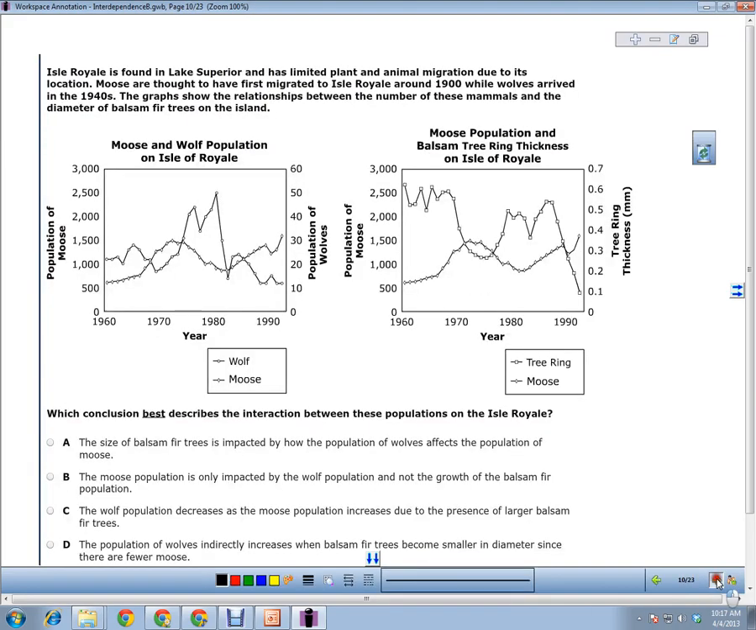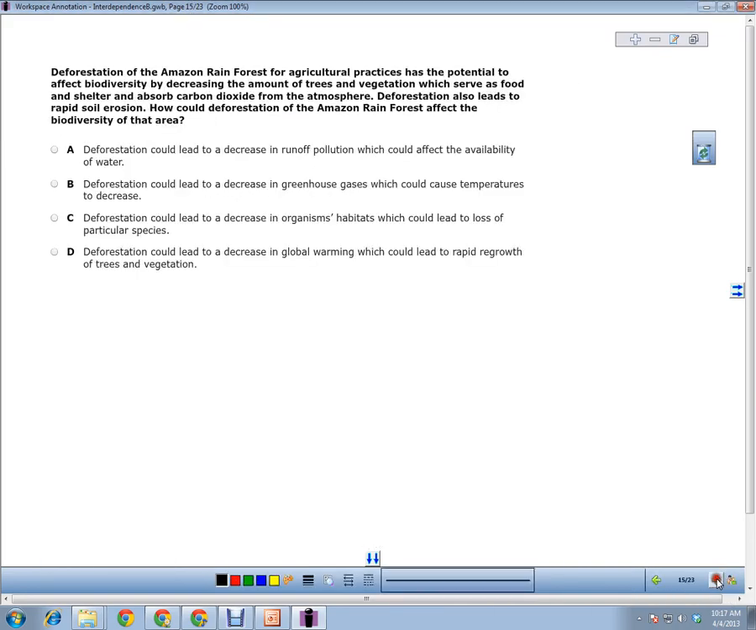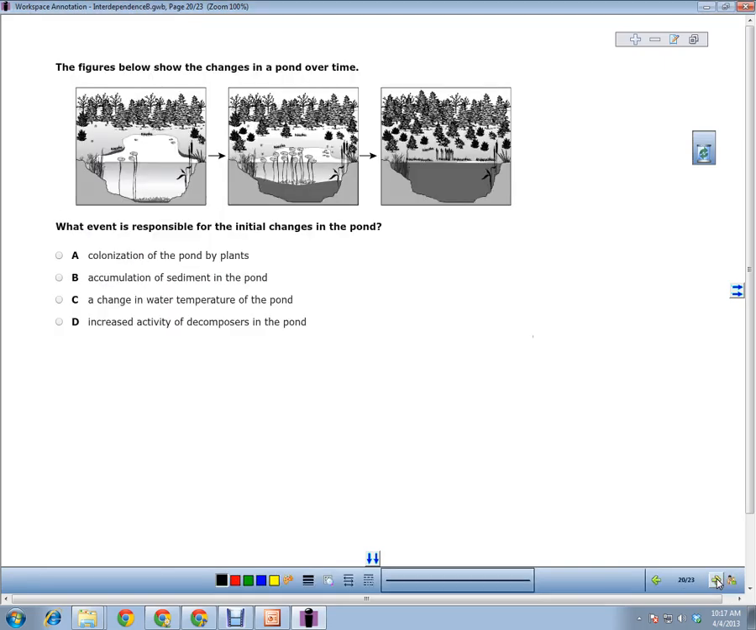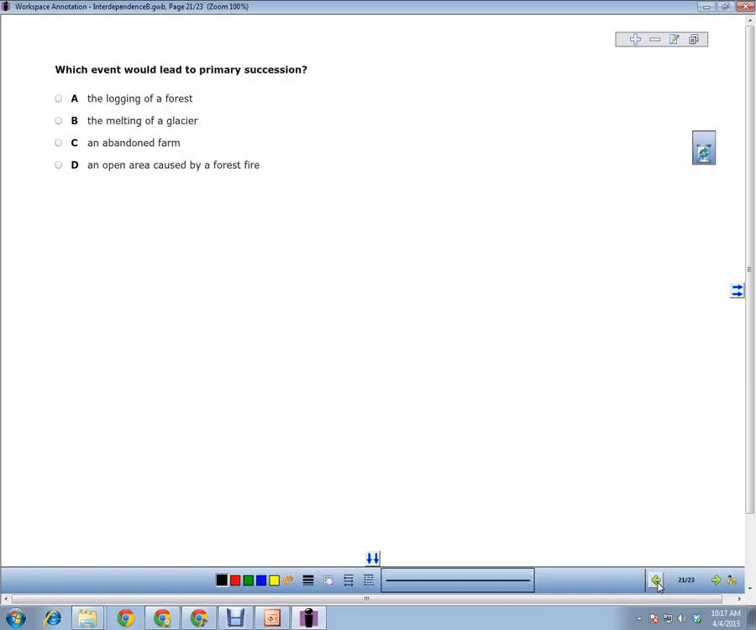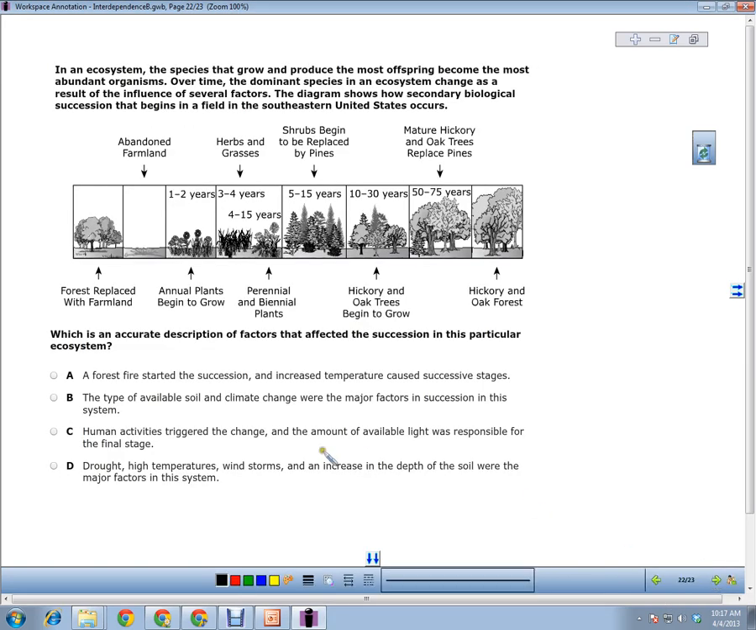And we've done this question as bell work, but it never hurts to go over it again. So here, in this question, it says in an ecosystem, the species that grow and produce the most offspring become the most abundant organisms. Over time, the dominant species in an ecosystem change as the result of influence of several factors. The diagram shows how secondary biological succession that begins in a field in southeastern United States occurs.